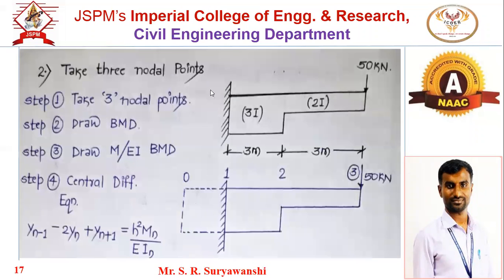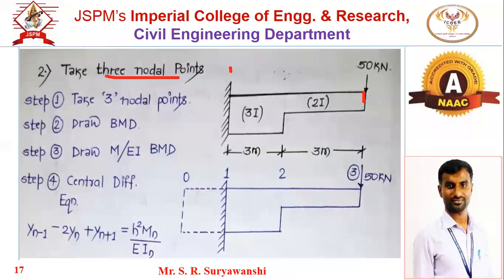Change in cross section. Now we will see the example which is having change in cross section. And here you have to consider only 3 nodal points. So again, we have to find out the deflection at free end. 3 nodal points are given, but there is a change in cross section.